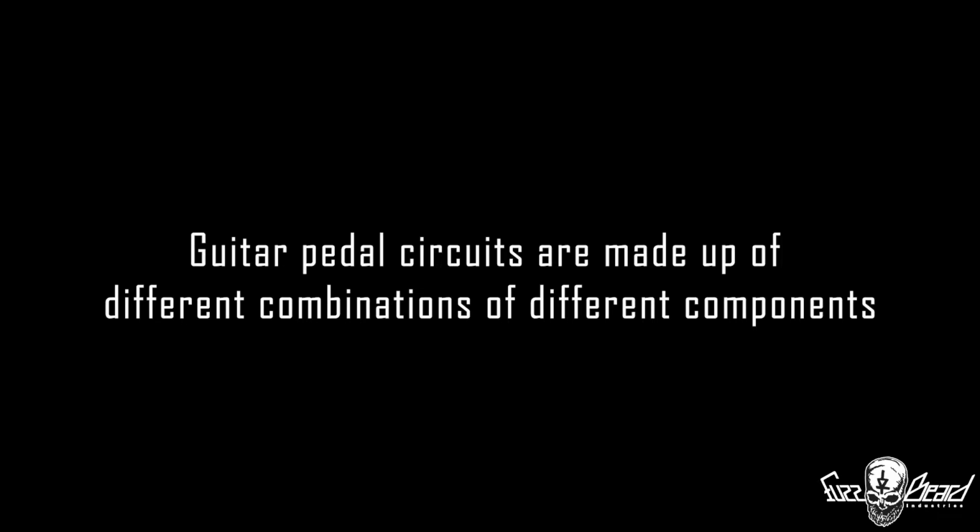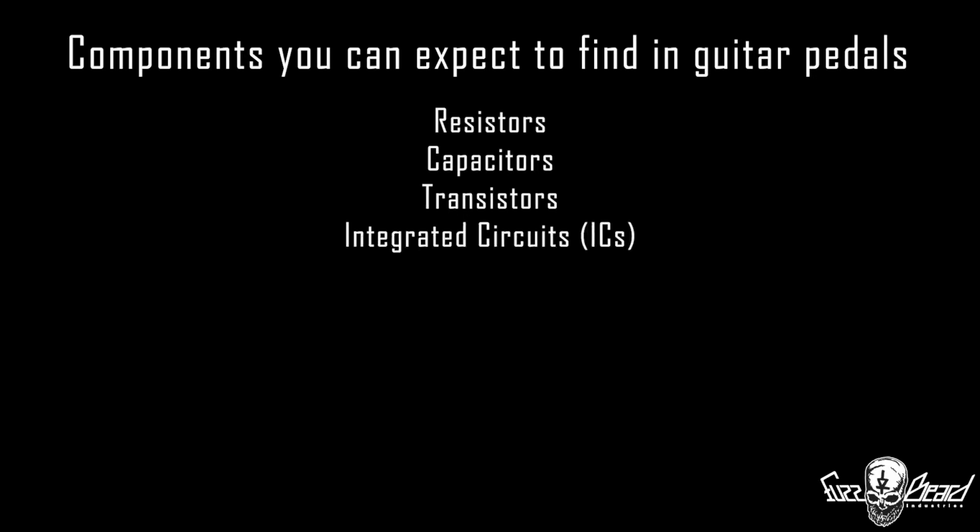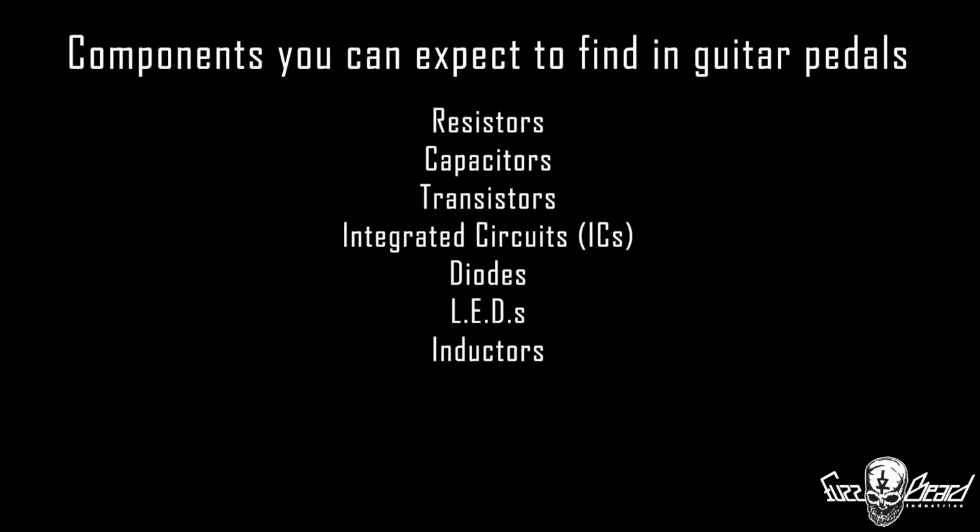Guitar pedal circuits are made using a number of different components in various configurations to get the desired result, but to achieve that result you'll need to start by being able to tell those components apart. Components you'd commonly see in guitar pedals are resistors, capacitors, transistors, integrated circuits, diodes, LEDs, and inductors.